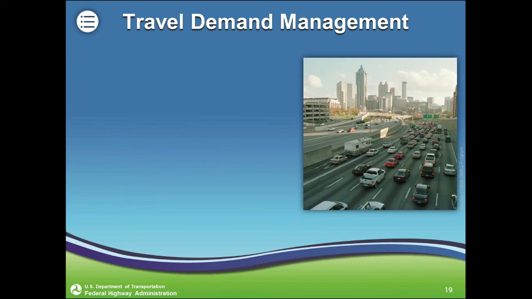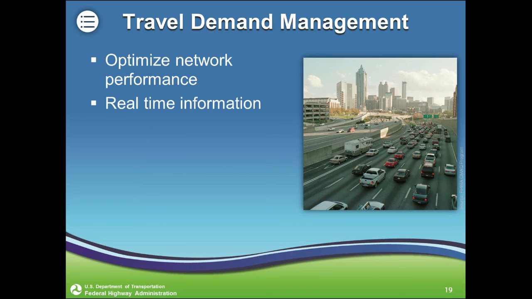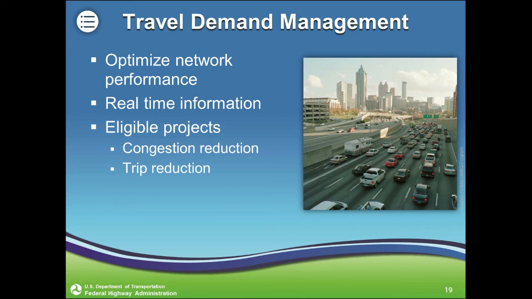The goal of travel demand management, often referred to as TDM, is to optimize performance of local and regional transportation networks. TDM includes a set of activities that deliver real-time network information to allow for better traveler decisions regarding modes, times, routes, and locations. Eligible projects can be divided into congestion reduction and trip reduction categories. It is important to note eligible projects are explicitly aimed at reducing single-occupancy vehicle travel and associated emissions.